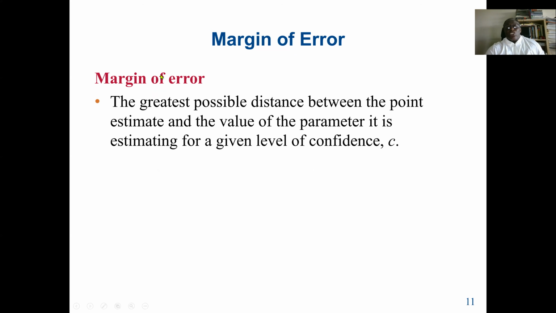So that will take us to margin of error too. The margin of error is the greatest possible distance between the point estimate and the value of the parameter it is estimating for a given level of confidence. Based on the definition, we can say that the margin of error is the value that we will add and subtract to get the interval. The point estimate is one single value, but the confidence interval or interval estimate will be the point estimate plus or minus the margin of error.